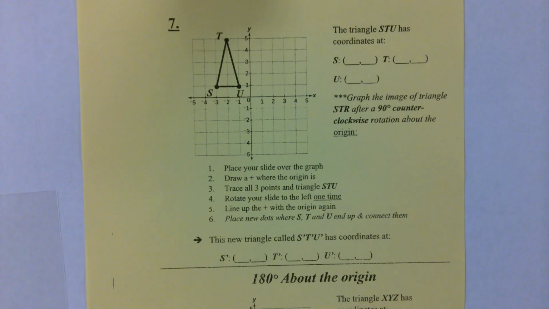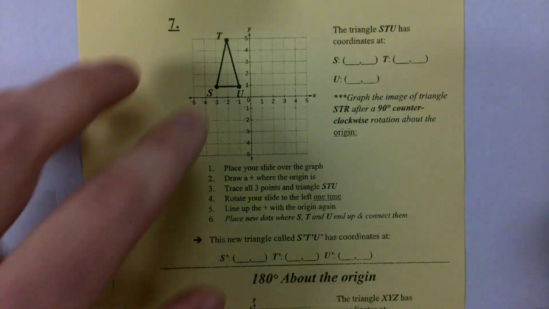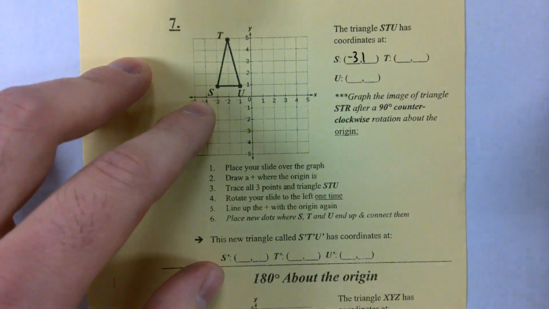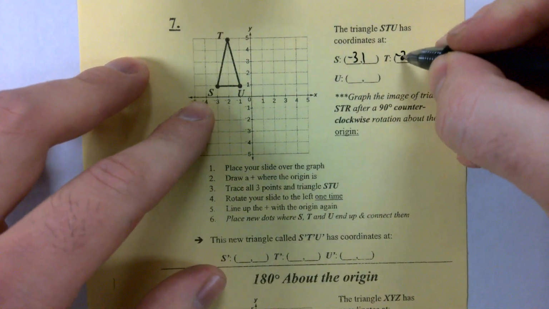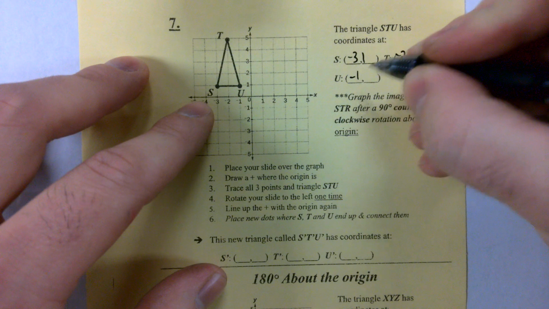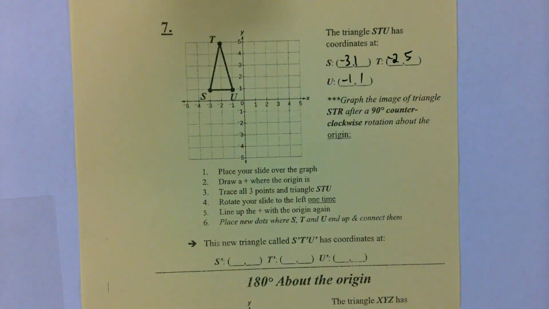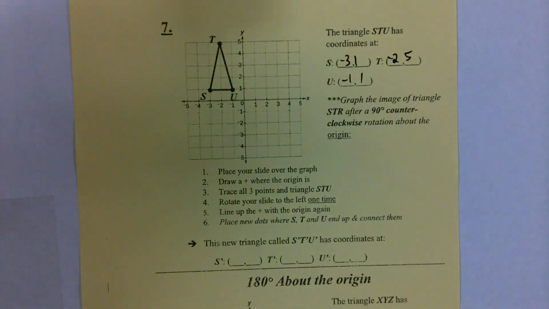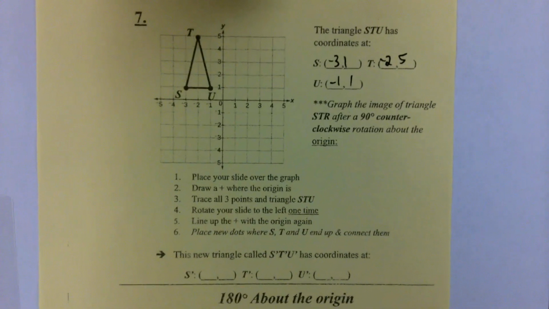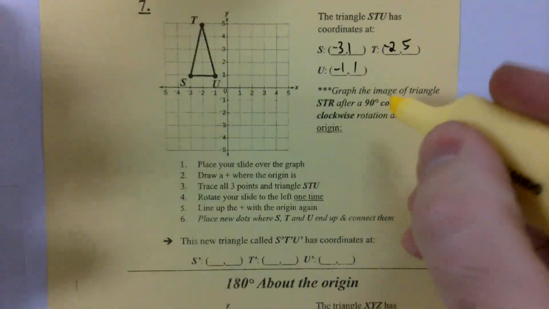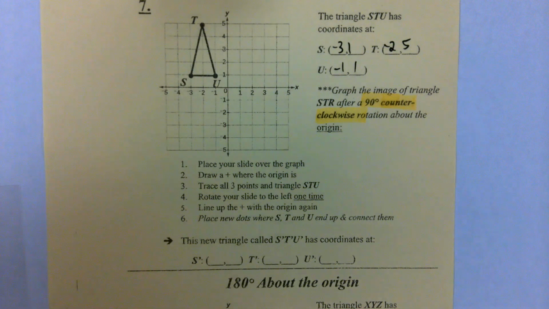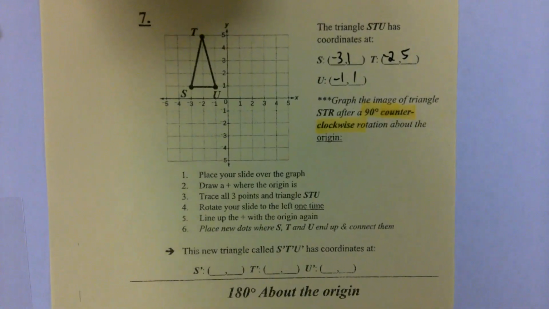here we go. Triangle STU. S is at -3, 1. T is at -2, 5. U is at -1, 1. So now we're again going to rotate this 90 degrees, except now we're going to rotate it counterclockwise, 90 degrees. Is that going to be turning to the left or turning to the right? Turning to the left, right? Counterclockwise is to the left.